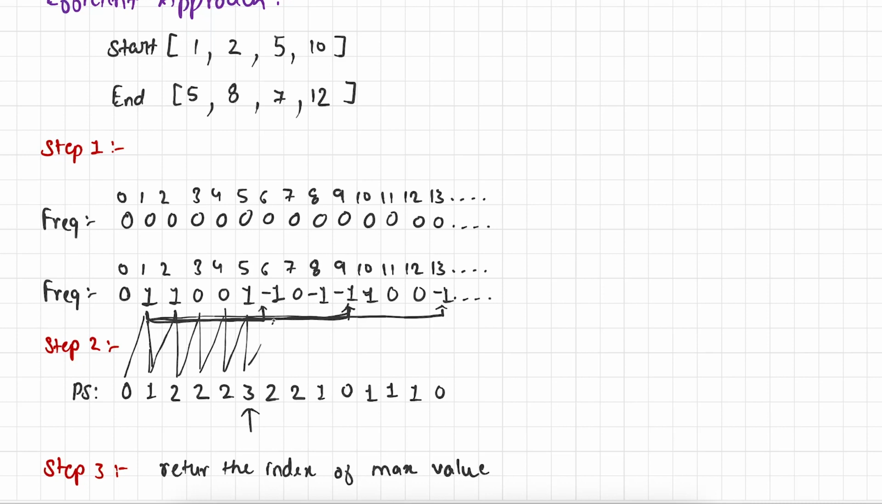3 minus 1 is 2. 2 plus 0 is 2. 2 minus 1 is 1. 1 minus 1 is 0. 1 plus 0 plus 1 is 1. 1 plus 0 is 1. 1 plus 0 is 1. 1 minus 1 is 0. So this is how we compute the prefix sum of all the frequency elements.